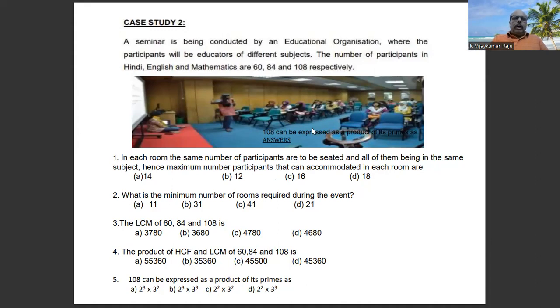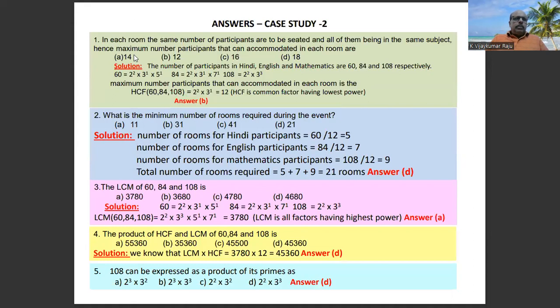Now you see, you have to have two conditions. Number of participants in each room must be same and the participants must be of the same subject. You cannot mix the subject teachers. That means number of participants and the subject must be same and they must be accommodated in one room. So how many participants can be accommodated in a single room having equal number of participants and the same subject? Now let us see. So here the number of participants in Hindi, English and mathematics is 60, 84, 108.